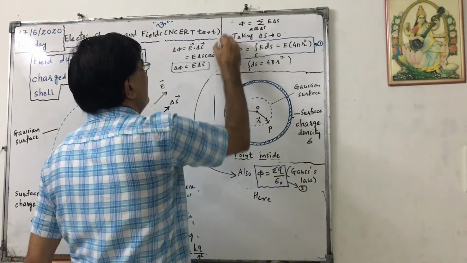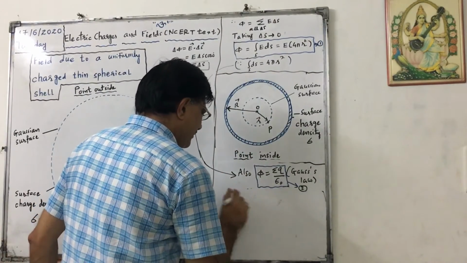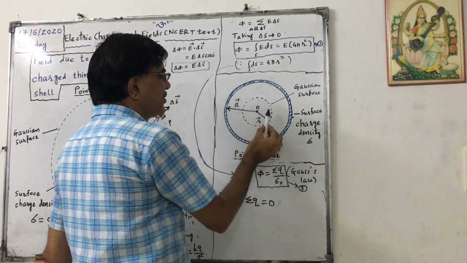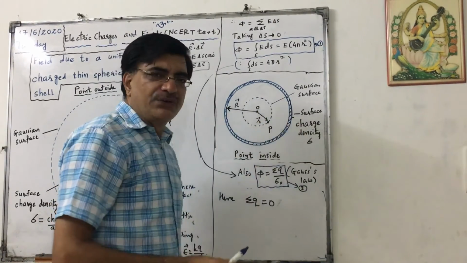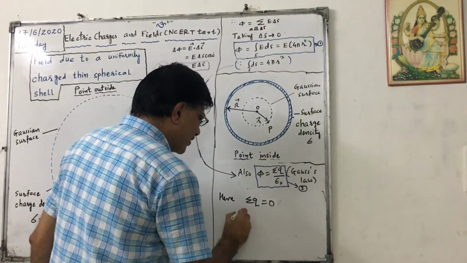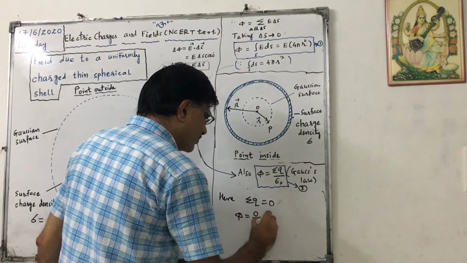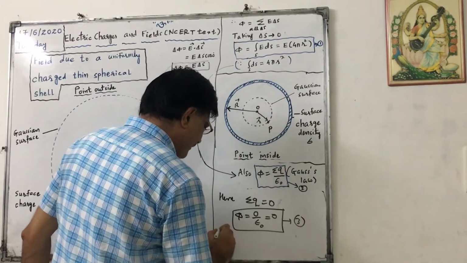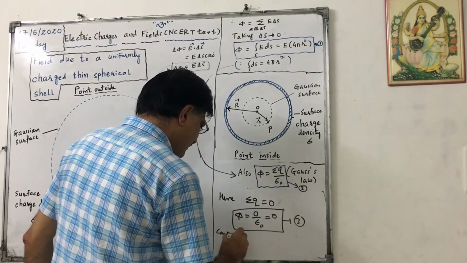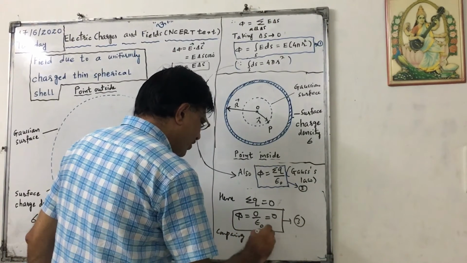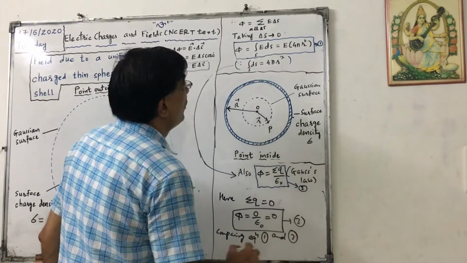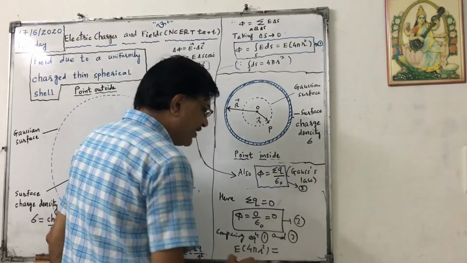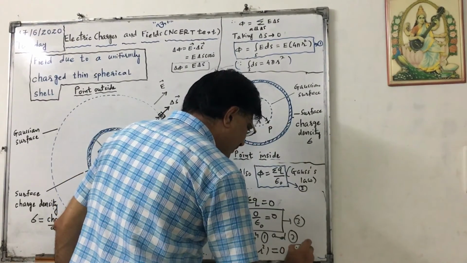Here sigma q equals 0, that is the charge enclosed by this Gaussian surface. In that case, flux will be equal to 0 upon epsilon naught, so that is 0. Now if I compare equation 1 and 3, E into 4 pi r square will be equal to 0, therefore E will be equal to 0.